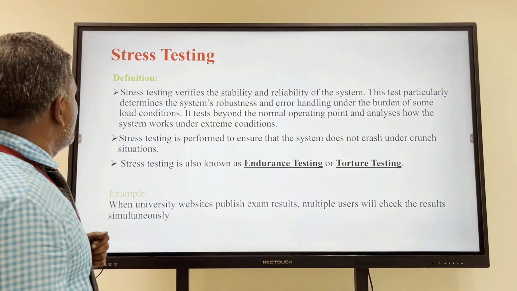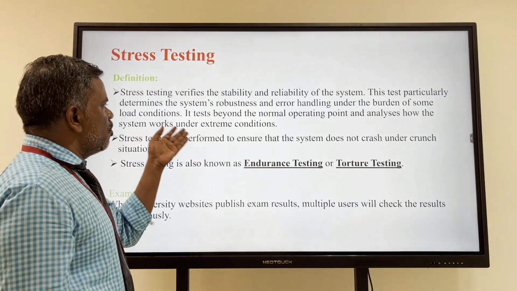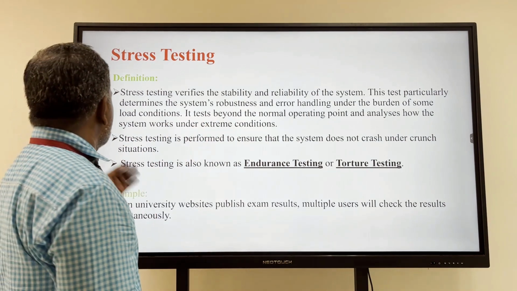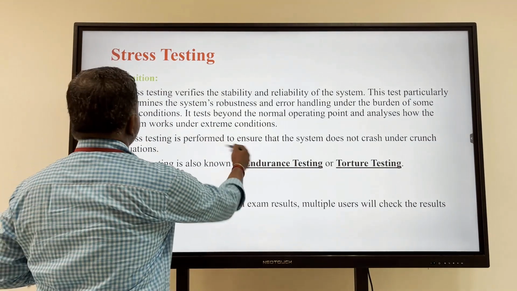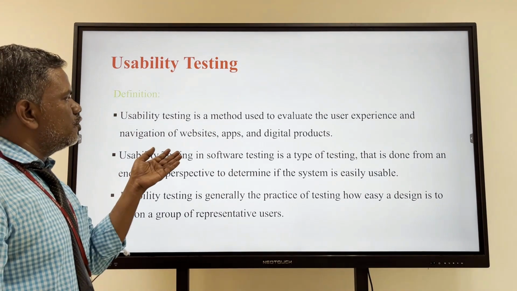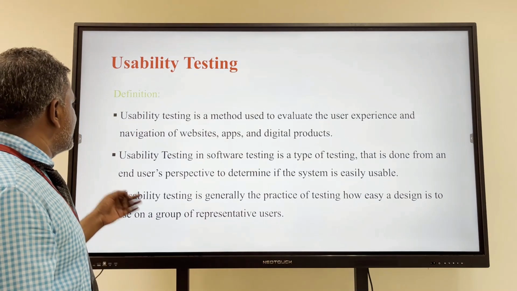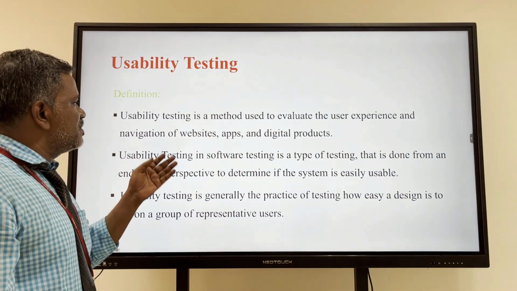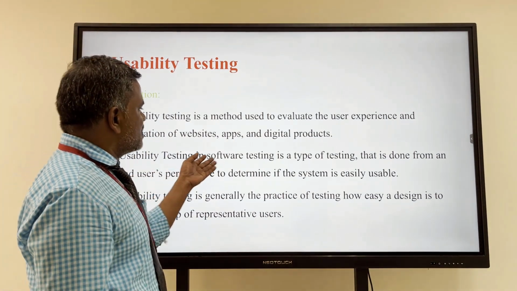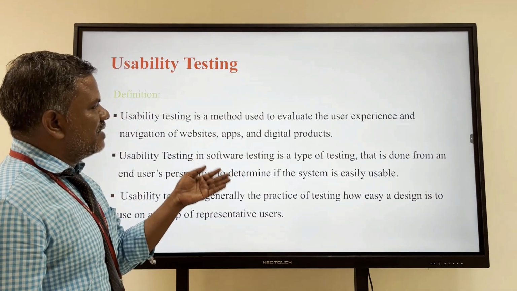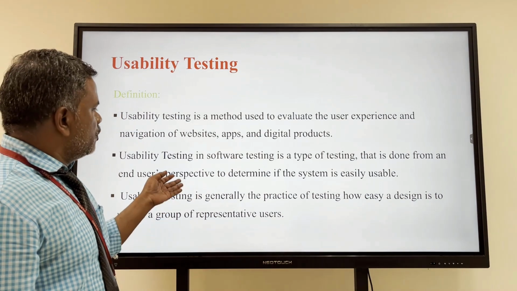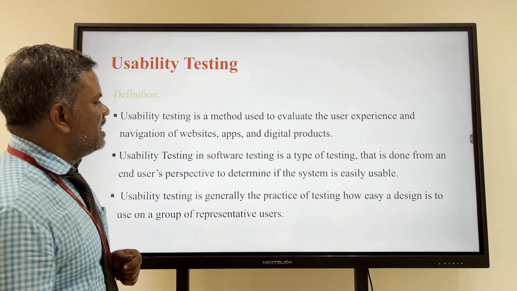Next one, stress testing. Stress testing verifies the stability and reliability of the system. It particularly determines the system's robustness and error handling under the burden of heavy load conditions. Usability testing. Usability testing is the method used to evaluate the user experience and navigation of websites, apps, and digital products. It is done from an end user's perspective to determine if the system is easily usable.